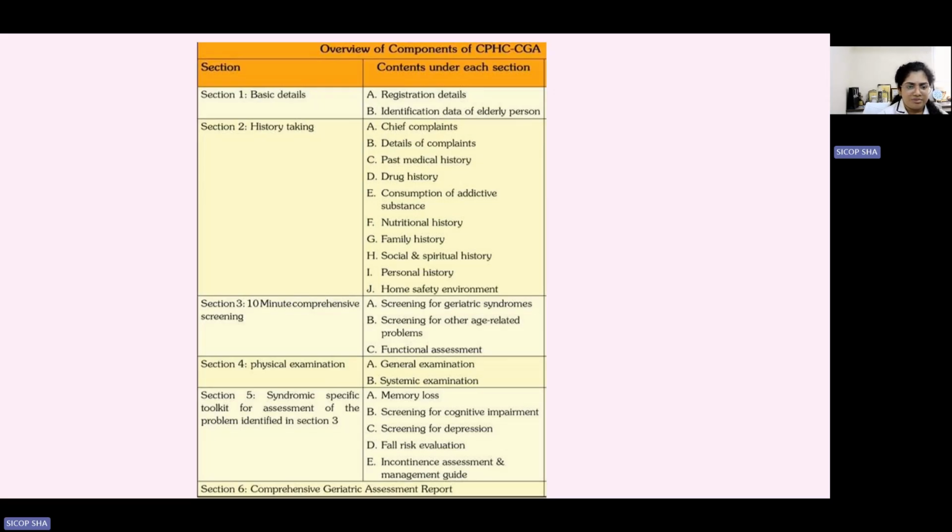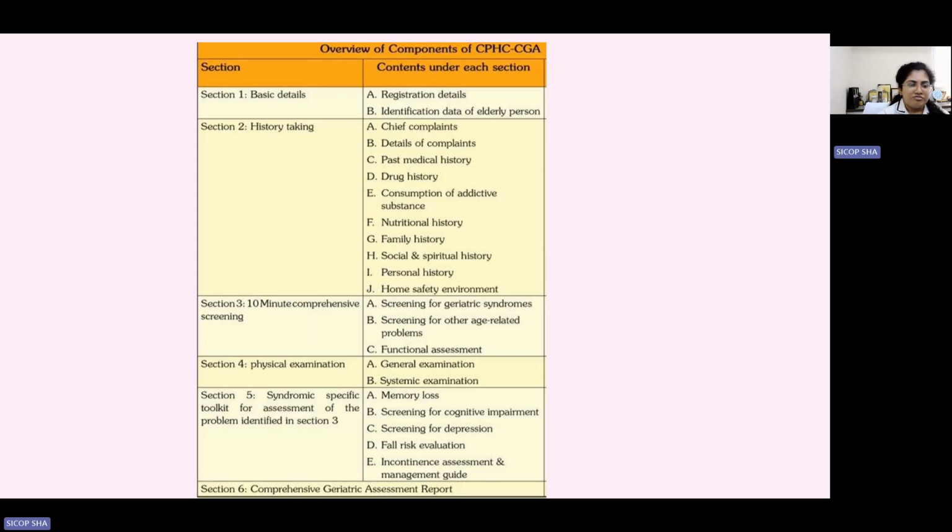Next is a physical examination, so general examination and systemic examination. General examination is the overall examination of the patient, and systemic examination means we are examining the specific system. Like we are examining the nervous system, the musculoskeletal system, the respiratory system, the cardiovascular system. That is a systemic examination.